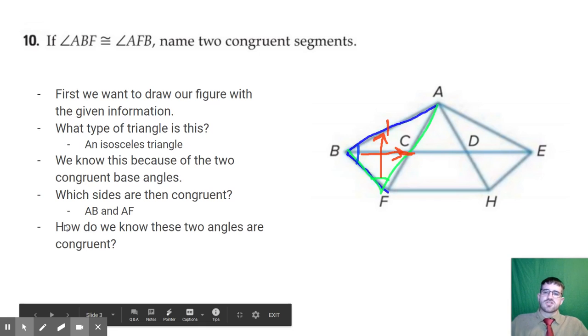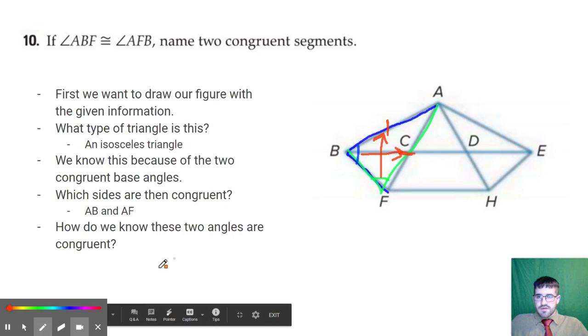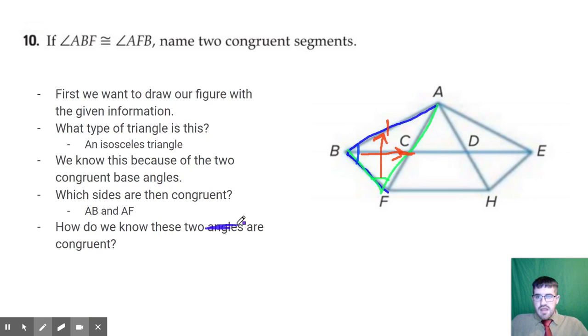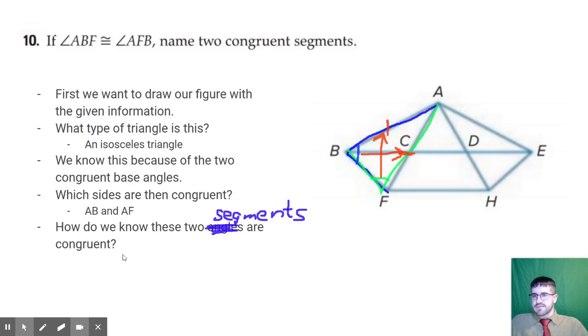Then how do you know that these 2 segments are congruent? This should say segments right here. So how do we know that these two segments are congruent here, segment AB and segment AF? That is going to be the converse of the isosceles triangle theorem, which says if you have a set of congruent angles in a triangle, then the sides opposite those angles are congruent.